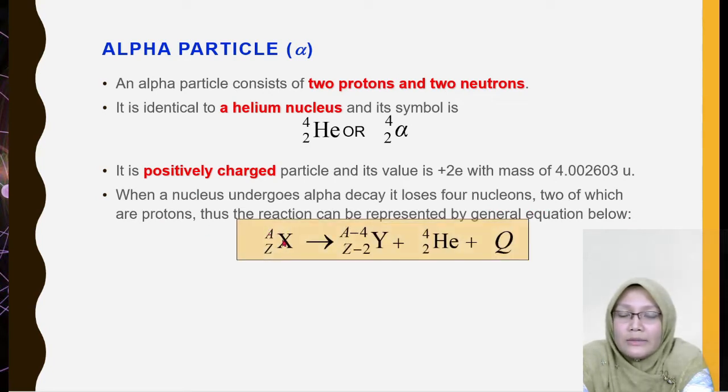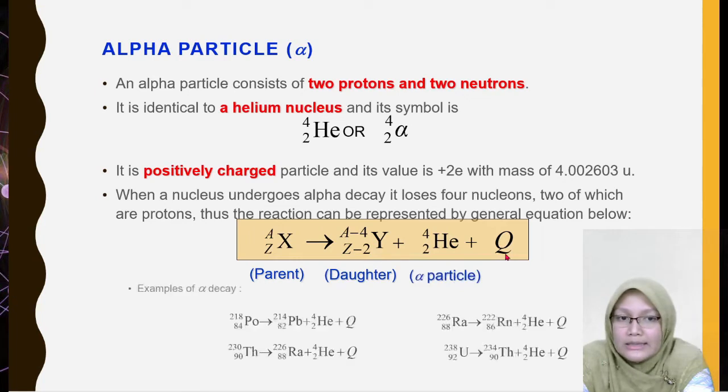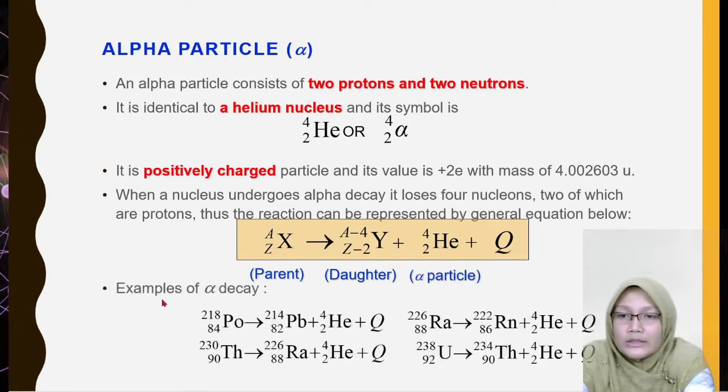Okay, so element X ada A Z, so it decay become the daughter Y, so it lose 4 and minus 2, and then kat sini akan ada helium ataupun akan ada alpha particle emitted sekali. Okay, this one element X is parent, daughter, and alpha particle. Q is the nuclear energy.